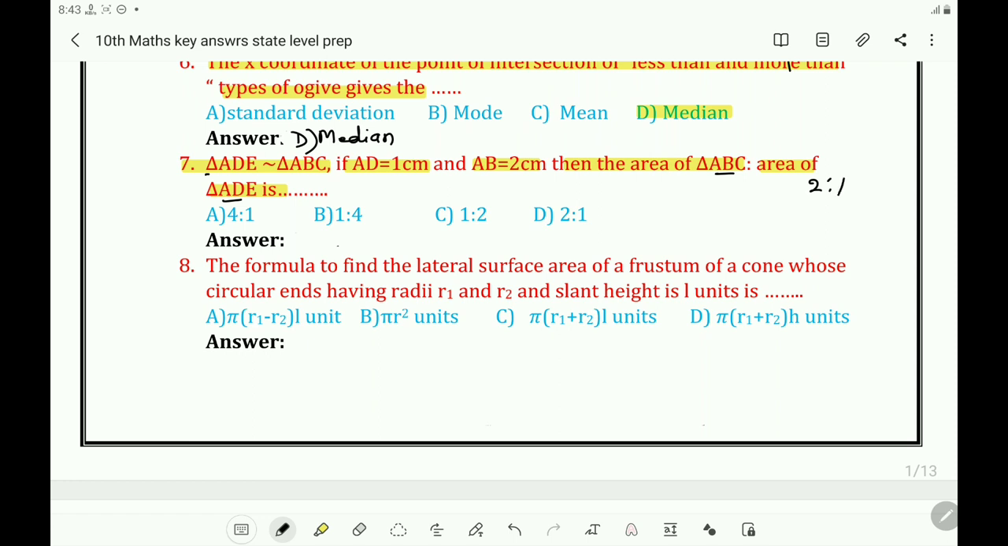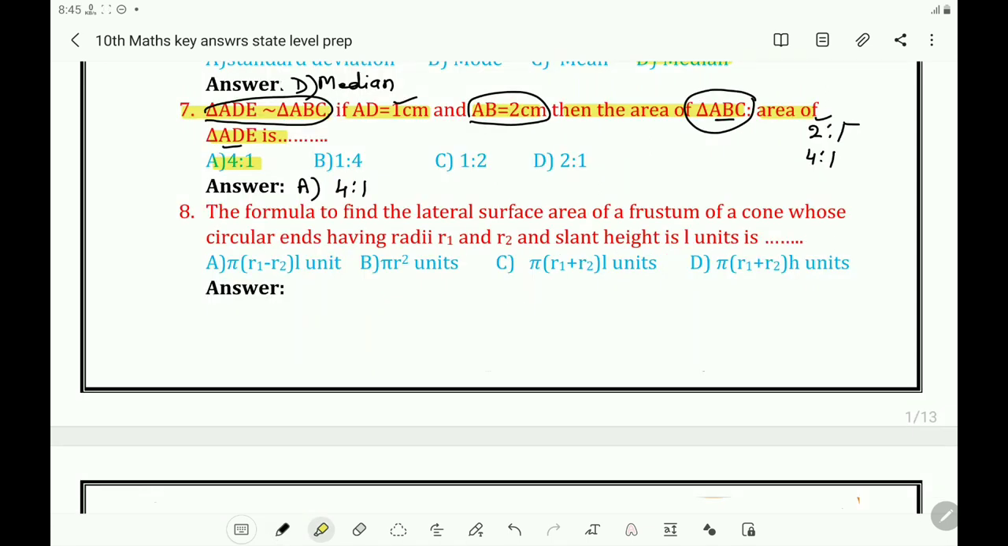Because if ADE is similar to ABC, the first thing given is triangle ABC. So you must take the side AB. So it is 2 is to 1. And the ratio of their areas becomes 2 squared is to 1 squared, that is 4 is to 1. So what is the answer? Option A is the answer. You take A, 4 is to 1.